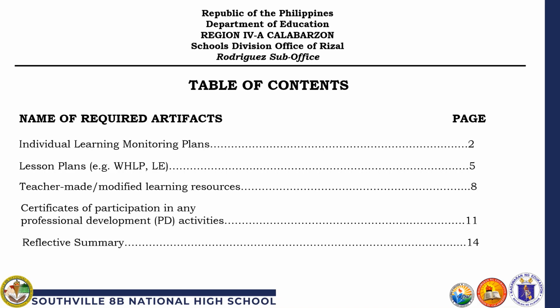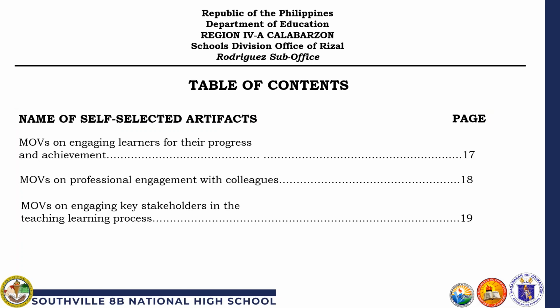After the cover page is the table of contents. So you will see here the name of the required artifacts and then the pages. If your score is unsatisfactory, you can add these self-selected artifacts. So here you will also see the pages.